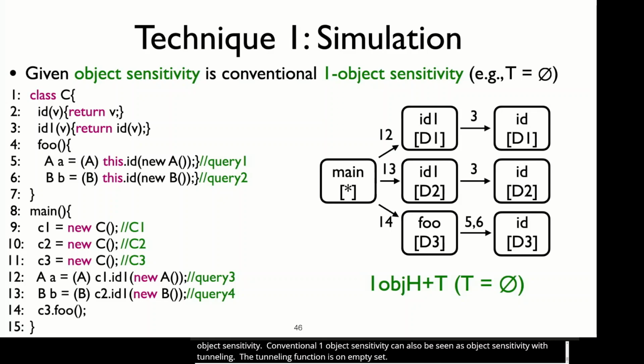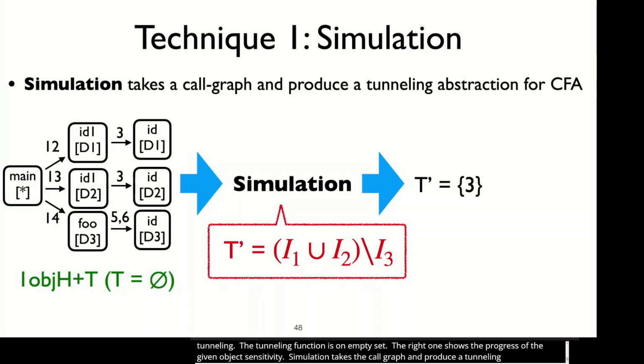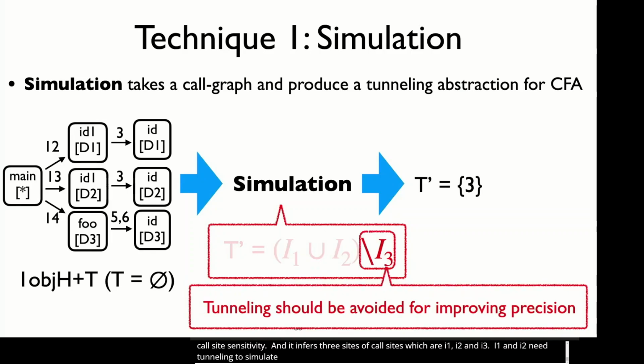The right one shows the call graph of the given object sensitivity. Simulation takes the call graph of the given object sensitivity and produces a tunneling abstraction for call site sensitivity. And it infers three kinds of call sites, which are I1, I2, and I3. Intuitively, I1 and I2 represent call sites that need tunneling to simulate the given object sensitivity. On the other hand, I3 represents call sites where tunneling should be avoided for improving precision.